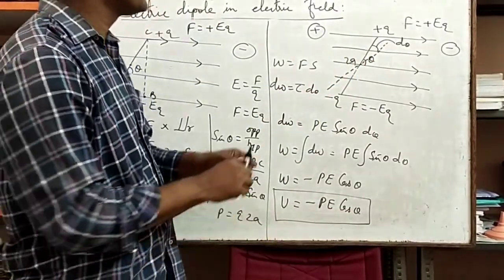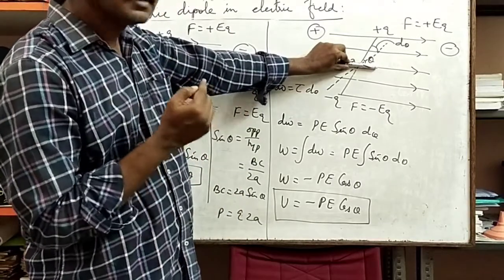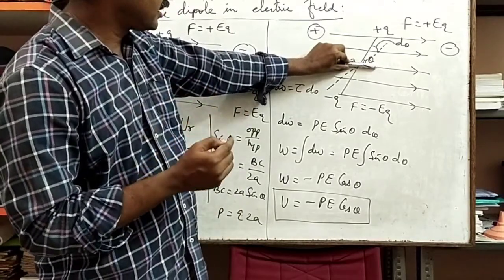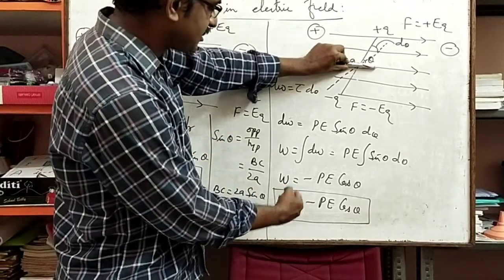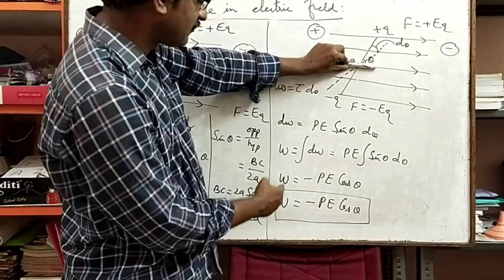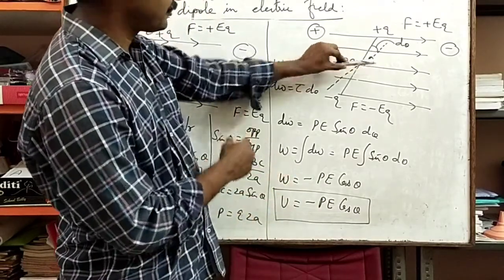If theta is equal to 180, the dipole is aligned anti-parallel to the electric field. Then cos 180 is minus 1, so U is equal to minus PE into minus 1, that is, U is equal to PE. Then the maximum electrostatic energy is stored in the dipole.